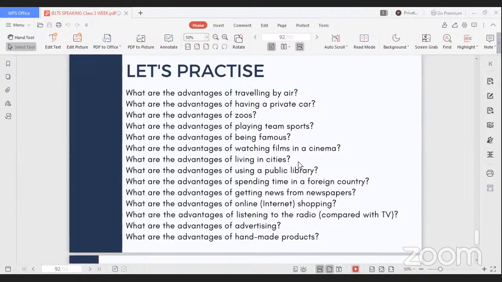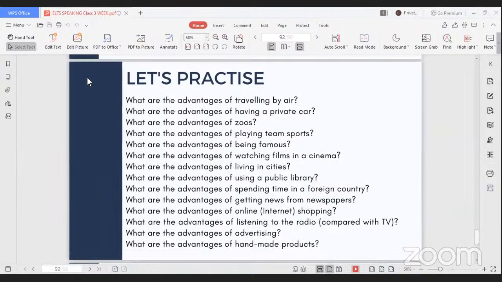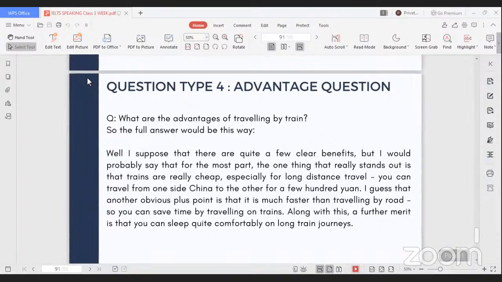Sorry, can I see the example again? Sure. Okay, thank you.